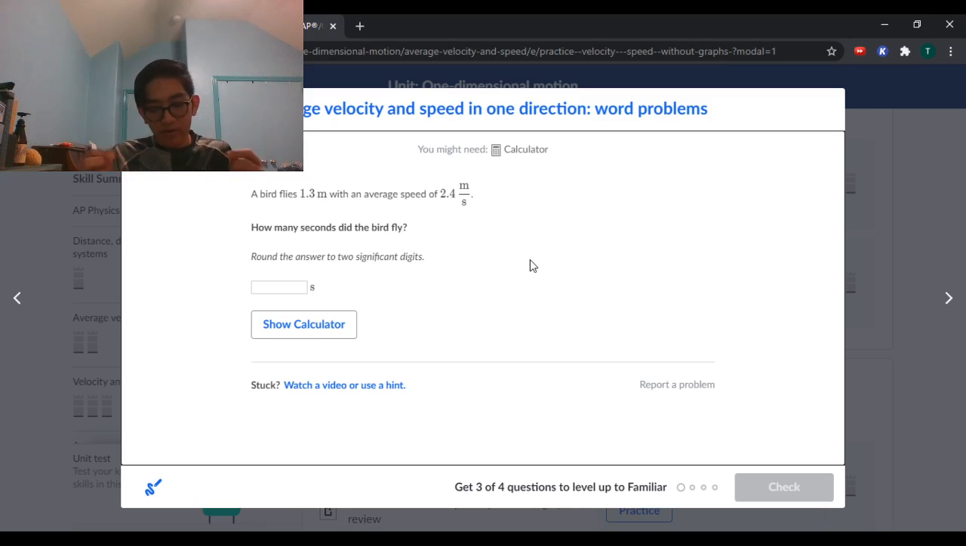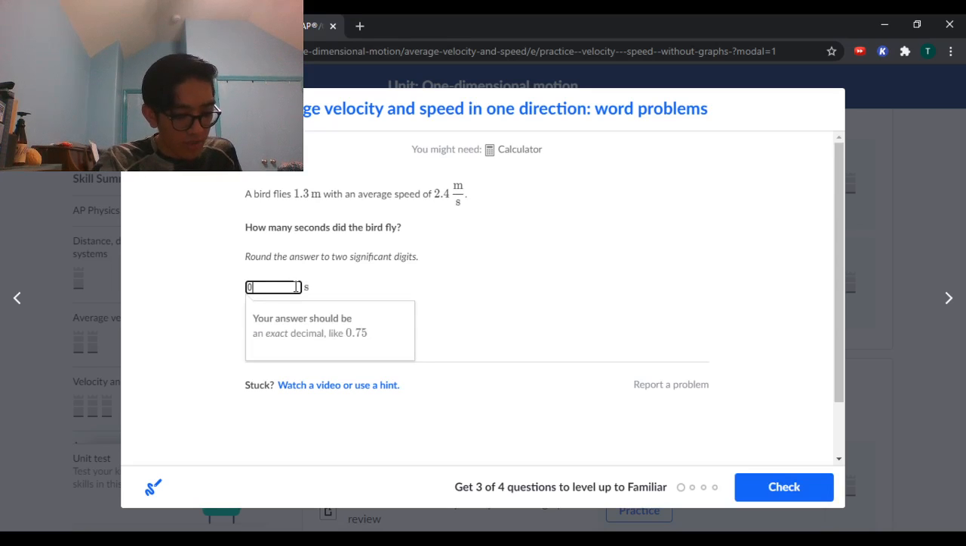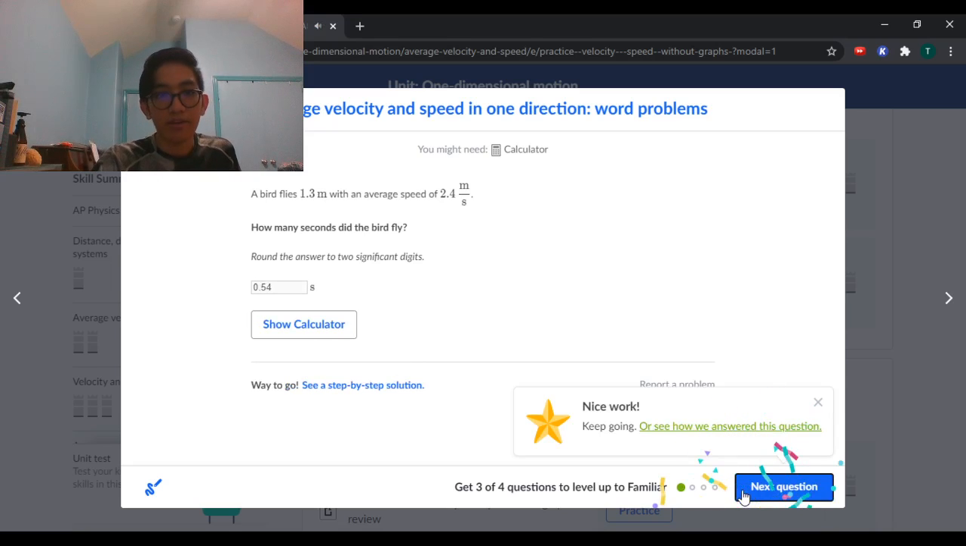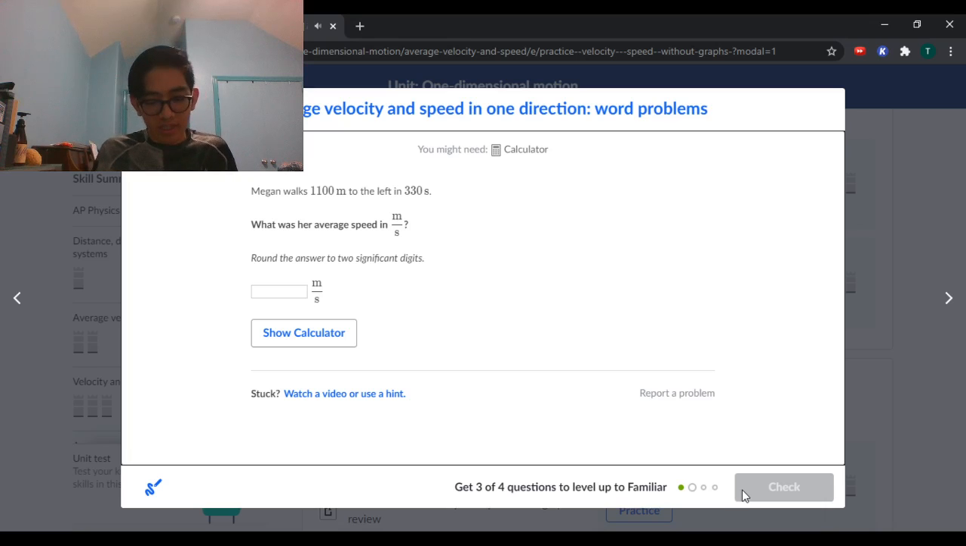So what we have here is 2.4 equals 1.3 over x, where x is the time that we're looking for, right? So you basically just do algebra from there, and what you get, to two significant digits, is 0.54 seconds, pretty much. There you go. So one more because it's honestly just the same thing, it's just punching a bunch of numbers in.